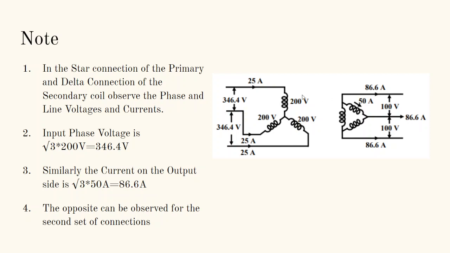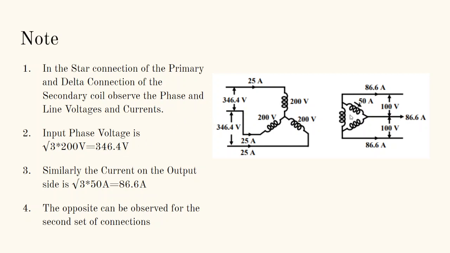Now we're considering the primary to be star connected and secondary to be delta connected. If I have a star connected primary, there's something called a phase voltage, and there's line voltage. When I look at phase to phase, the phase-to-phase voltage will be root 3 times the phase voltage, which will be root 3 of 200, which will be 346.4 volts.